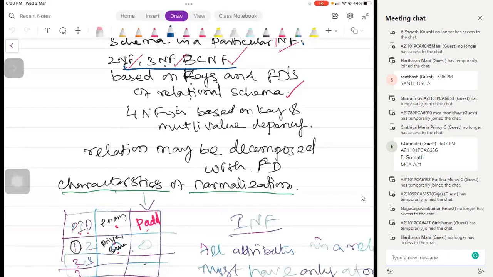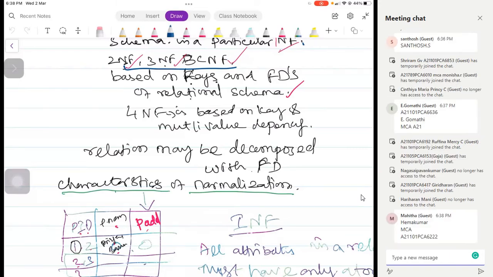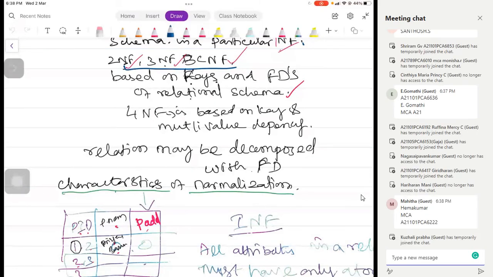Based on the keys and functional dependency of the relational schema, you can design different forms, that is, normal forms. Another one is the fourth normal form, which is based on the key and multi-valued dependency.